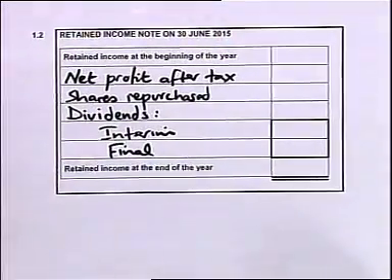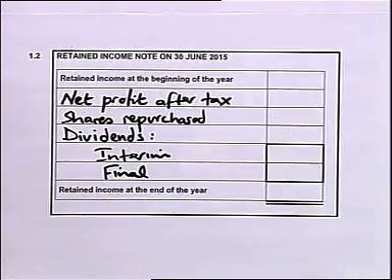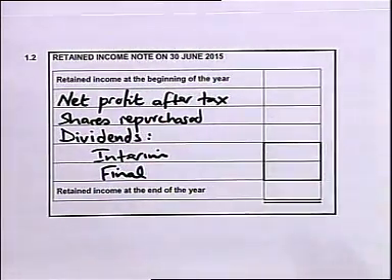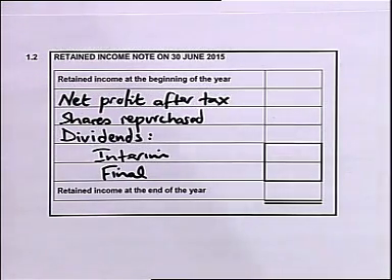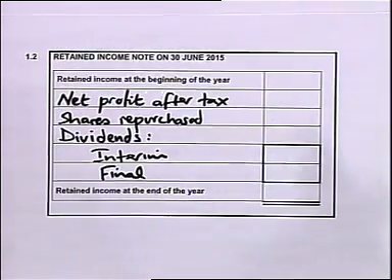So there we go. 1.2 retained income note, and I have already pre-planned it. I've already written it in. So please, fill that in as quickly as possible so that we can start with the activity. I'll give you a minute to write that in very quickly. I'm going to be working on pages 6 and 7 in where your notes are, and page 3 in the answer book.